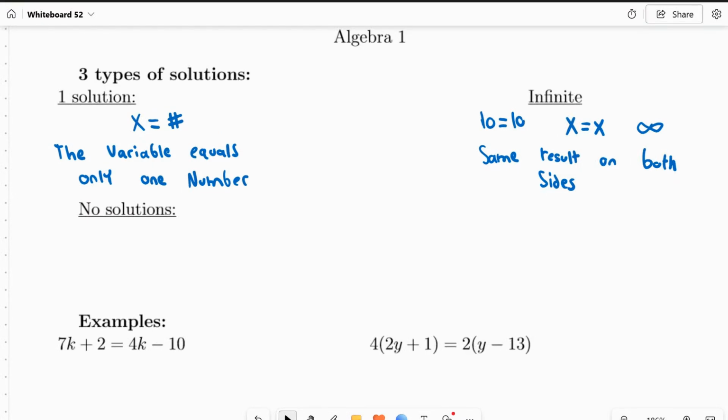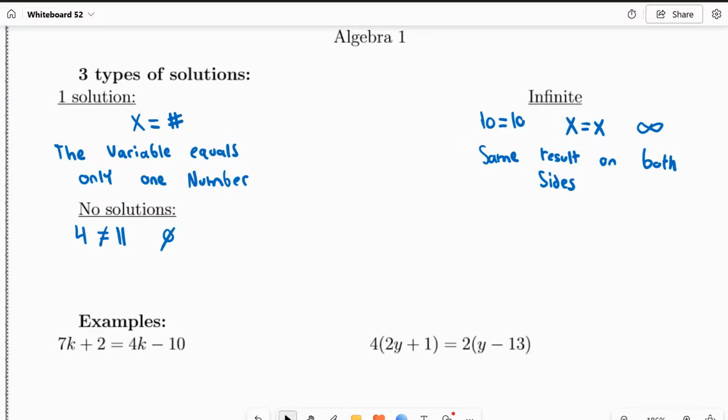Then we'll have cases where you have no solutions. That's when we have two things that are not equal, which would be like 4 equals 11. Obviously, those are not equal, which would leave you with no solutions. We represent no solutions as a 0 that's crossed out, or you could just write no solutions.